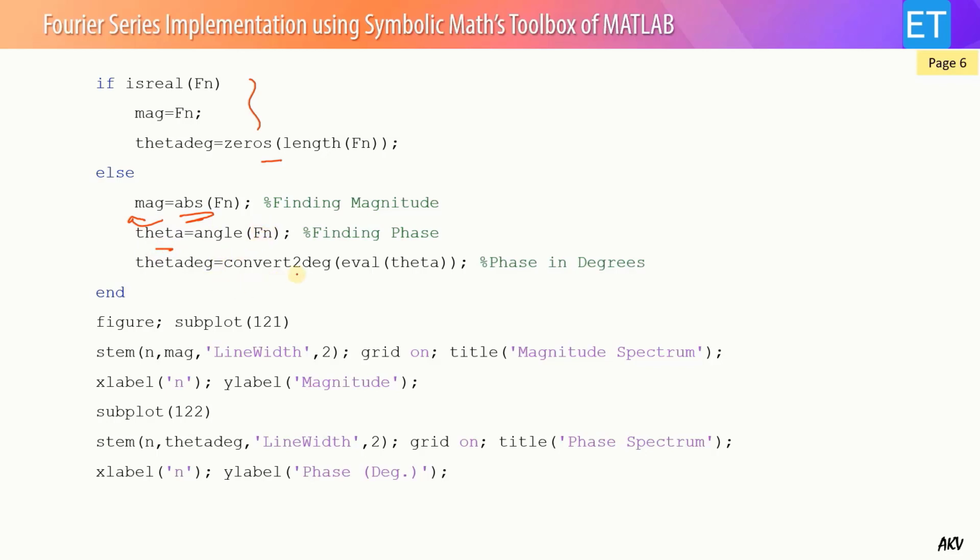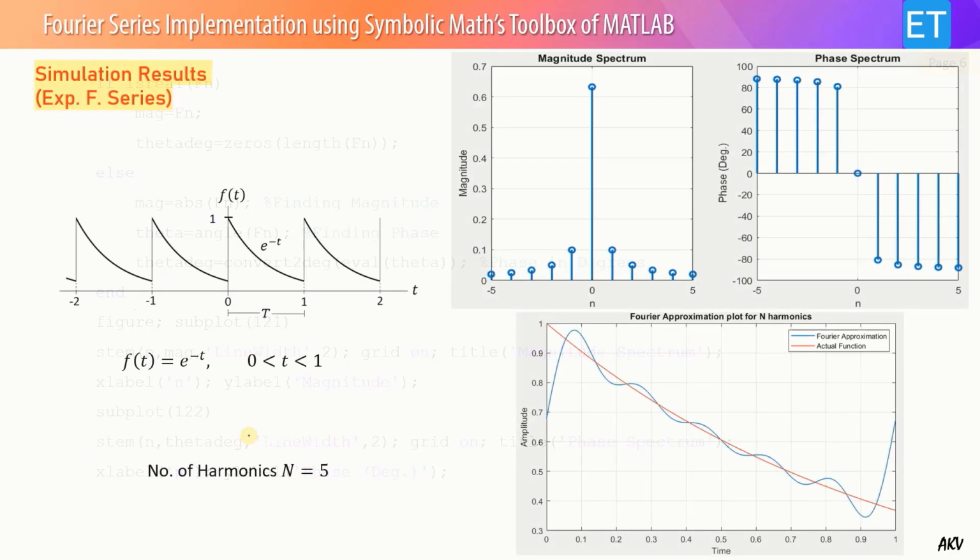Okay, and it is converted from radian to degree, so that will go into the theta degree. With the help of the stem plot, we are plotting the magnitude with respect to n, and with the stem plot again we are plotting the phase values with respect to n. Now let me show you some simulation results with this.